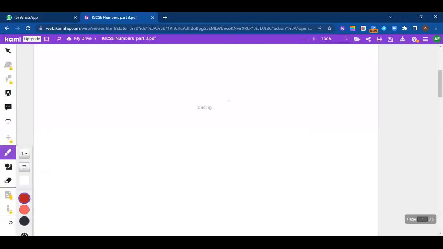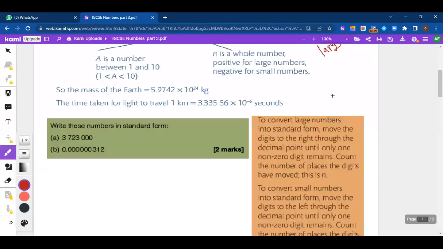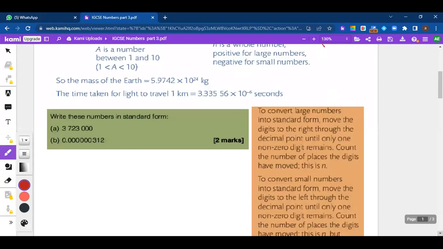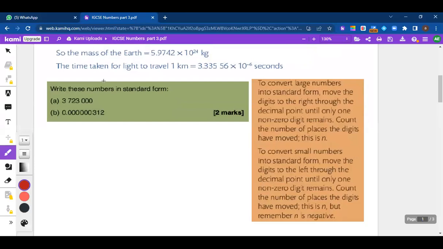Yes, Zena, it is negative 9. Yes, correct. So guys, we have learned how to write numbers in standard form, and this is a popular, common question. It comes a lot in the exam, so please pay attention to this. Here we go, we have another question. Take 2 minutes, try to do it quickly.